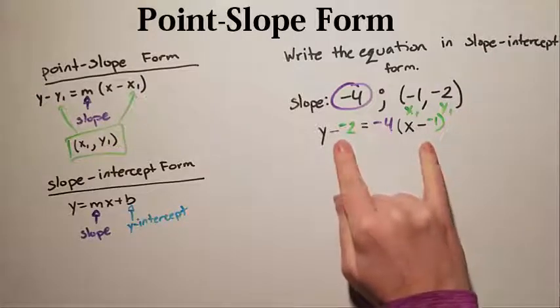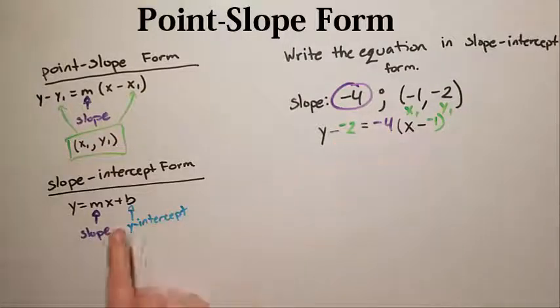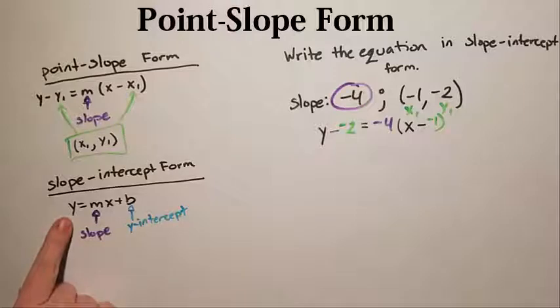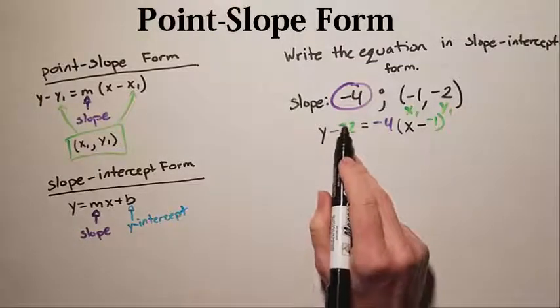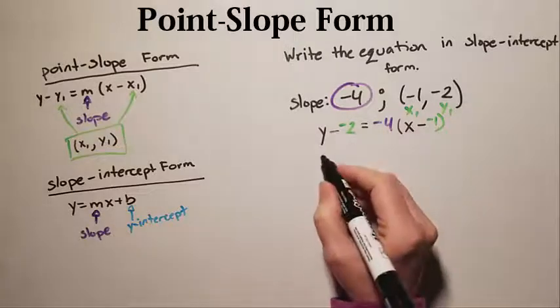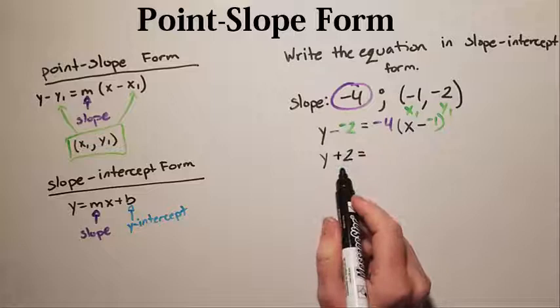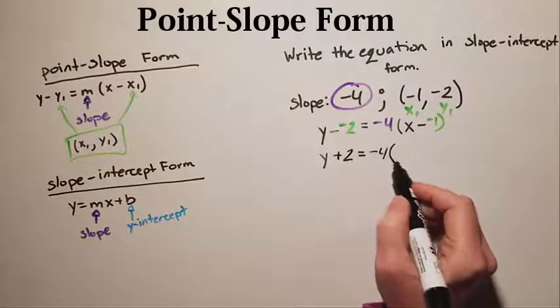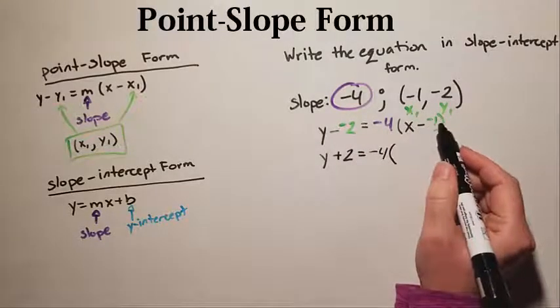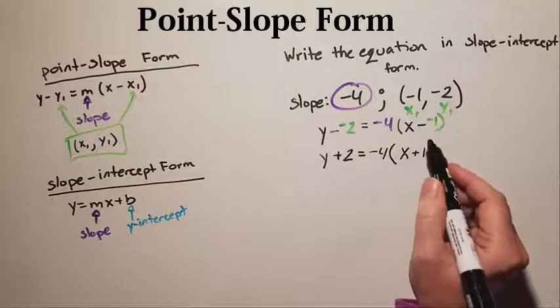So I need to do all of my math operations to make it look like slope-intercept, meaning y needs to be completely by itself. So the first thing I want to do is I want to simplify these minus negatives. So this is y plus 2, minus a negative 2 turns into a plus 2, minus 4, parenthesis, minus a negative 1 turns into x plus 1.